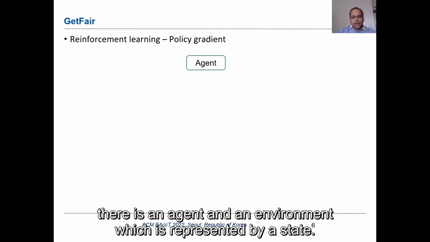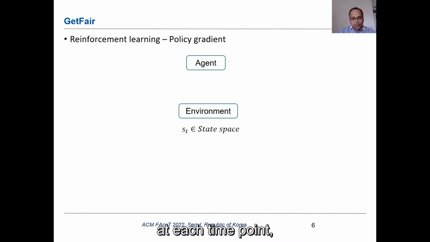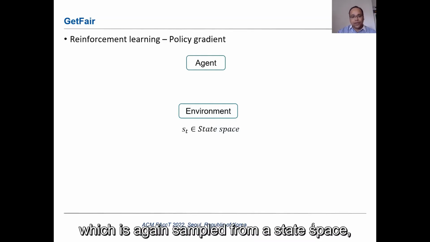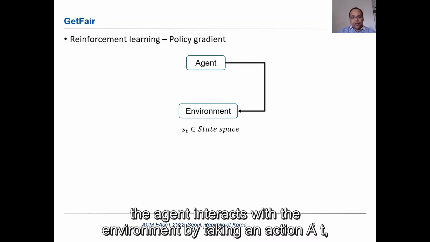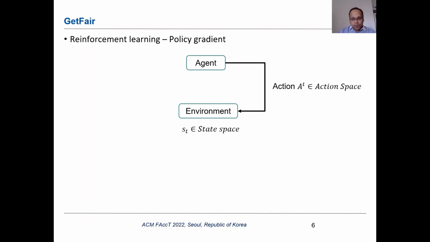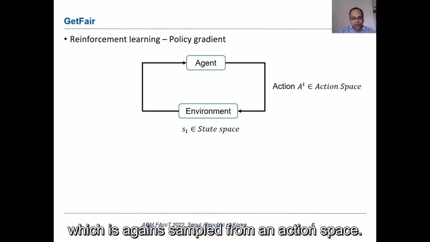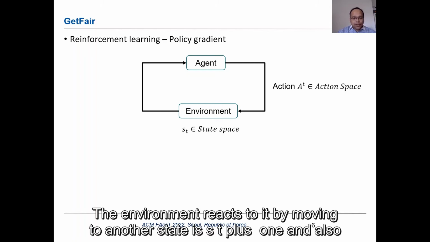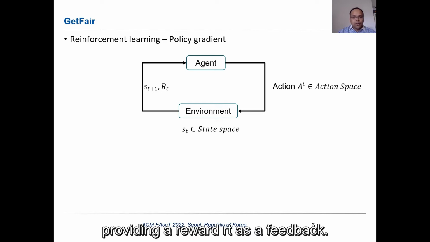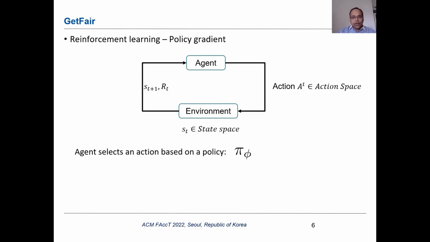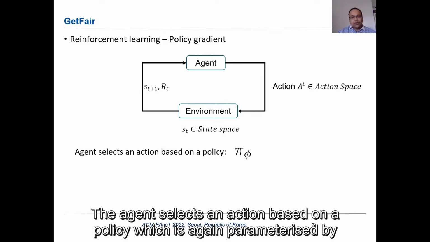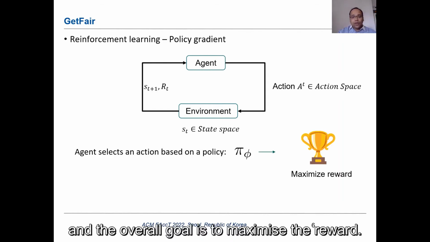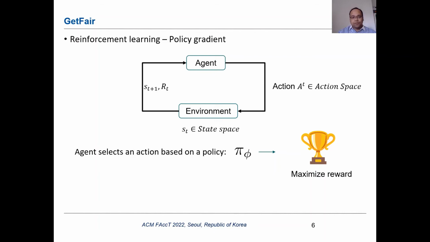In this setting, there is an agent and an environment which is represented by a state at each time point, which is sampled from a state space. The agent interacts with the environment by taking an action A_t, which is again sampled from an action space. The environment reacts to it by moving to another state S_t+1 and also providing a reward R_t as feedback. The agent selects an action based on a policy pi, which is parameterized by phi, and the overall goal is to maximize the reward.